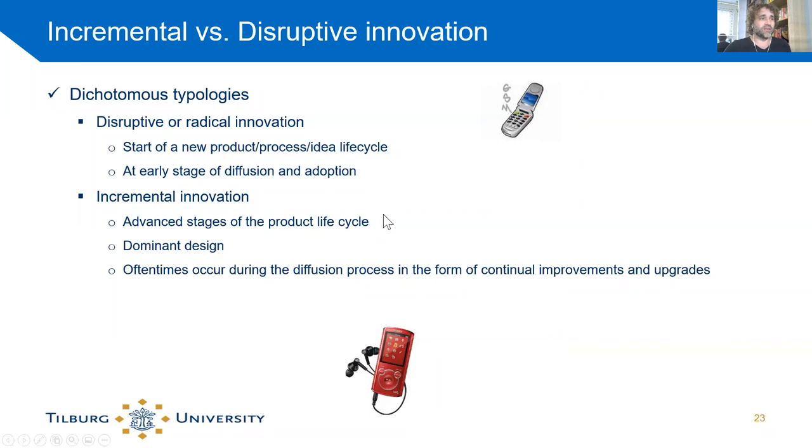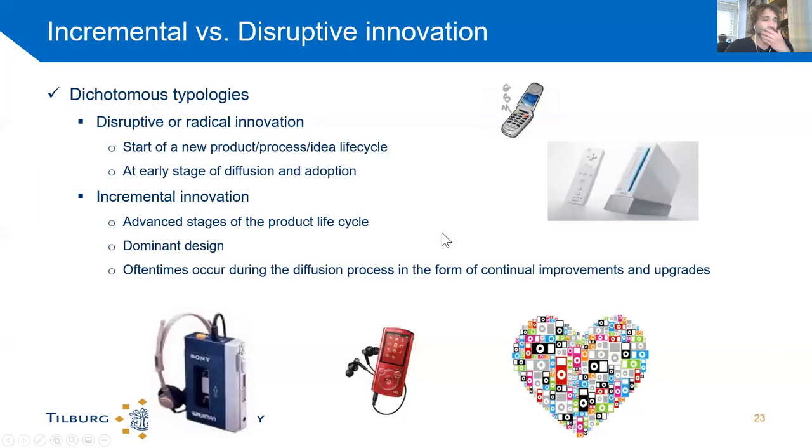So what does this mean? Let's start with incremental innovation and start with the bottom bullet point. Often occur during the diffusion process in the form of continual improvements and upgrades. More about the diffusion process in the next lecture, but in general, an incremental innovation means that a lot of people in your target market have adopted the innovation and you want to reach even more people in the market, so the final people who still haven't adopted your product, or you want people to basically rebuy the product. And in order to do so, you make incremental innovations in your product.